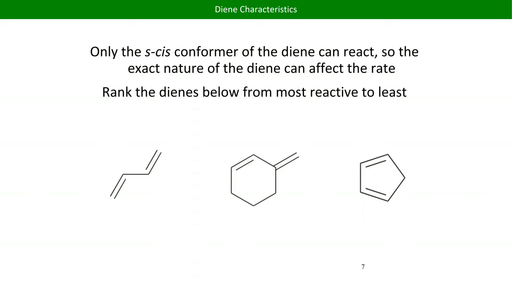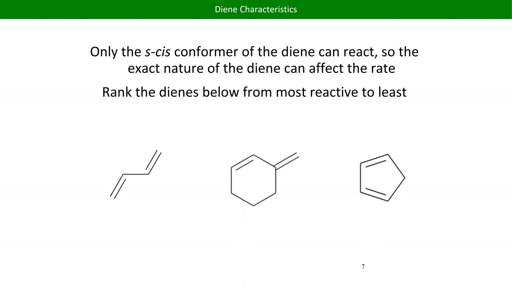So if we have a molecule that's locked into the S cis conformation, that's going to be more reactive just based on statistics and probability, right? If you have a mixture of these two, and you have a dienophile, if they happen to bump into the dienophile, there's a better than 50% chance that your butadiene is in this configuration, which means there's a better than 50% chance this molecule can't react. Versus over here, if this bumps into a dienophile, it reacts because it's stuck into the reactive form.